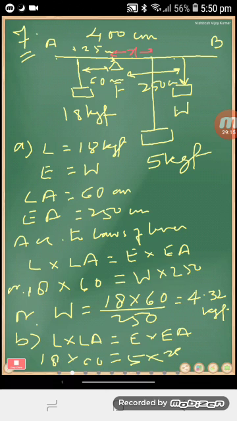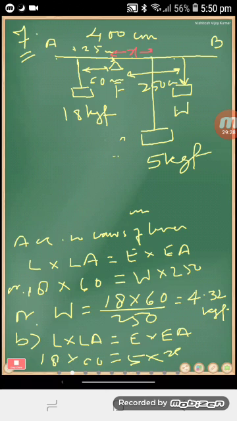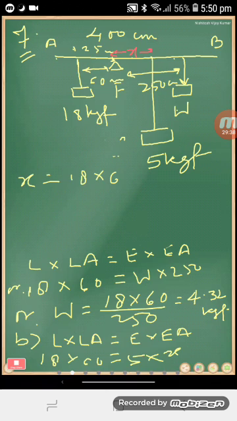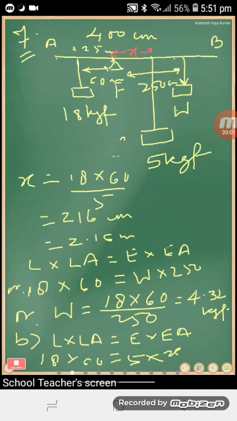Which means that if you try to simplify this, I'll just rub some portion of it. So if we simplify this, we get x is equal to 18 into 60 upon 5, which comes out to be 216 centimeter. Or in terms of meter, it will be, because answer is given in meter, you can also leave it in centimeter, 2.16 meter or 216 centimeters from the fulcrum, that is from the support.